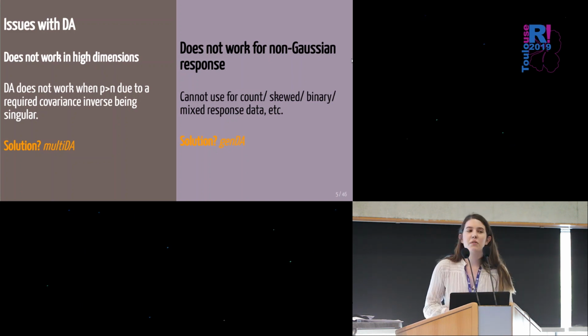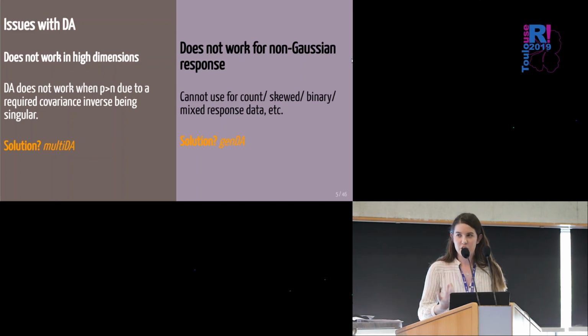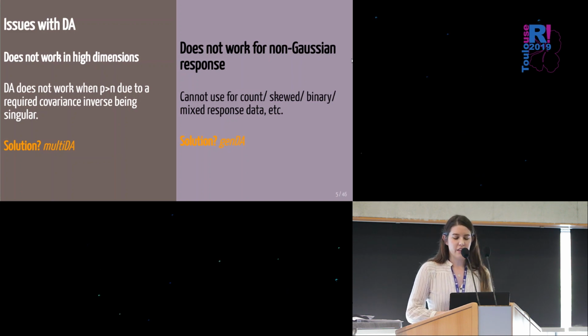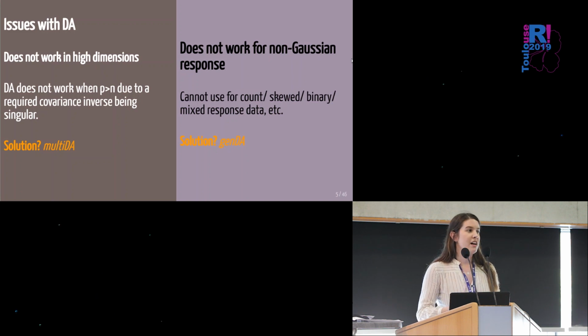It also doesn't work for non-Gaussian response. So we have a strict multivariate normal assumption. If you've got any mixture, or anything that's not even normal, or a mixture of normal and count or binary, it won't work there either. So we've also proposed a generalized DA, or genDA, algorithm to handle this type of data.